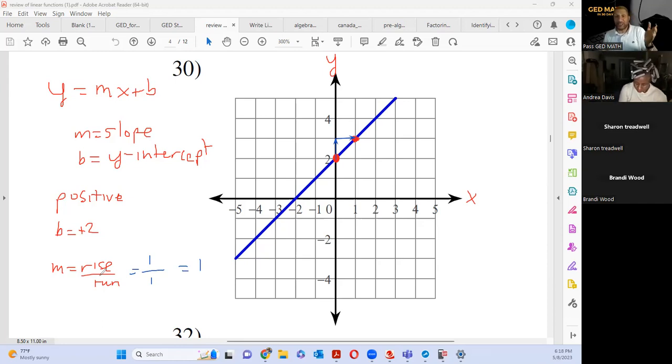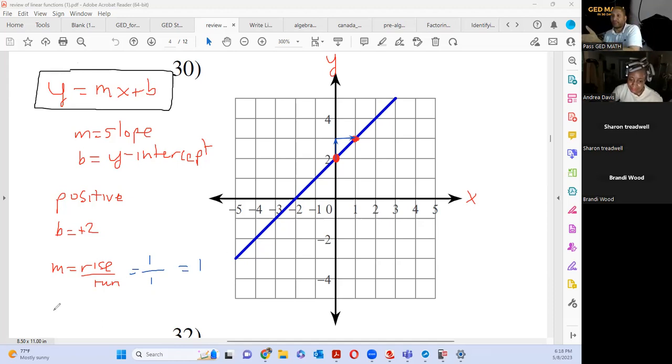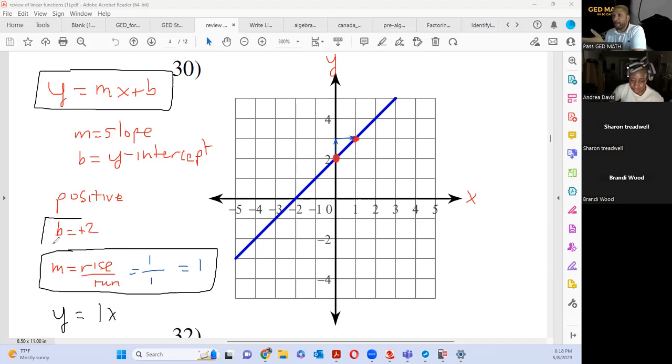My y-intercept of this line is +2. So now all I'm doing is plugging these values back into my slope-intercept form of a linear equation. Instead of m, I'm going to put what number? 1. So 1x, and plus instead of b, I'm going to put +2. Do I need that 1 in front of the x? No, you just put x. So my equation of this line is y = x + 2.